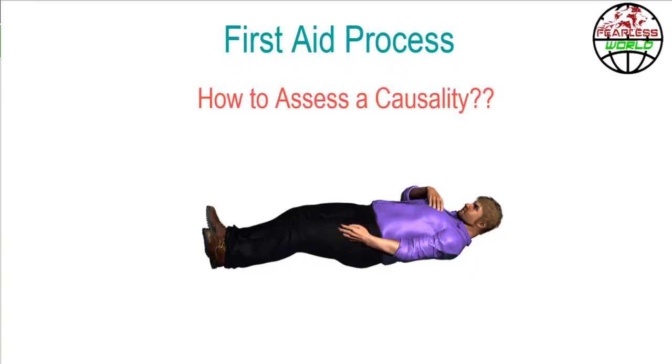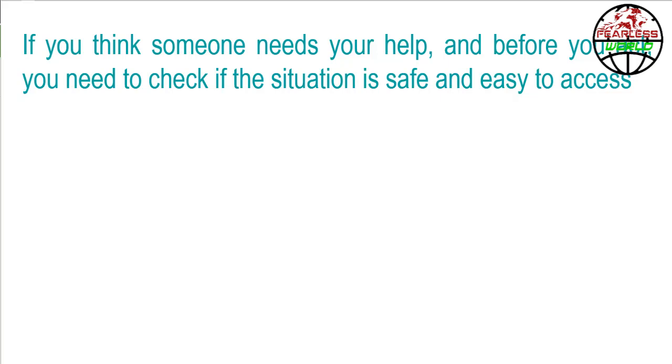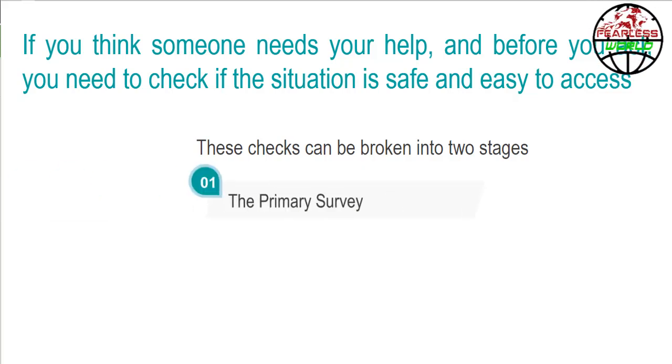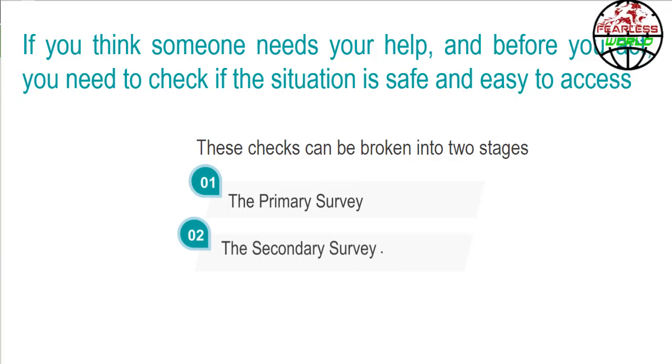Now let's ascertain how we can assess the situation of a casualty. If you think someone needs your help, before you act, you need to check if the situation is safe and easy to access. These checks can be broken into two stages. 1. The primary survey. 2. The secondary survey. Let's now look into details of how these surveys are carried out.